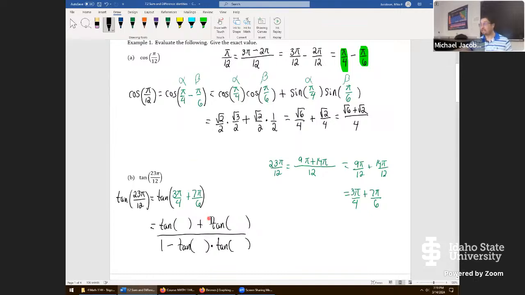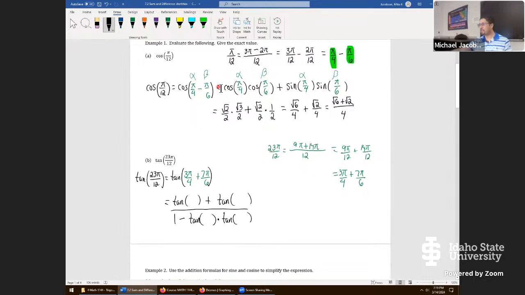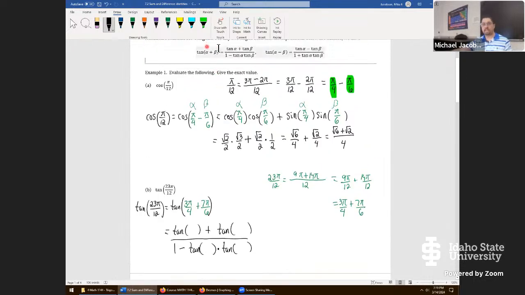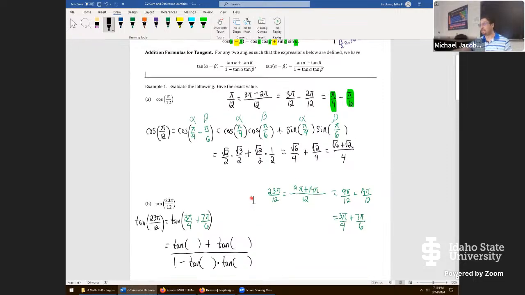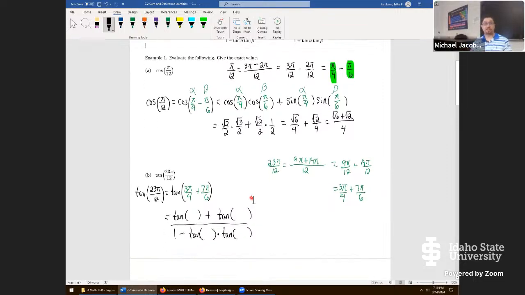So that's what it should look like. And if we zoom out, we can double check the identity. It should be a tangent plus a tangent, so we got the numerator, 1 minus a tangent times a tangent. So yeah, we've got the denominator as well. I know this is a great way to study the homework.